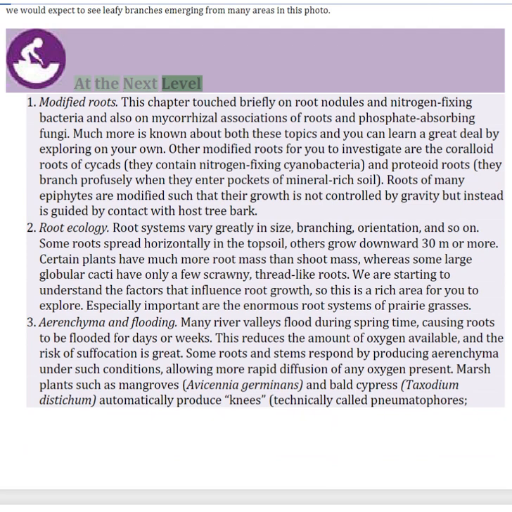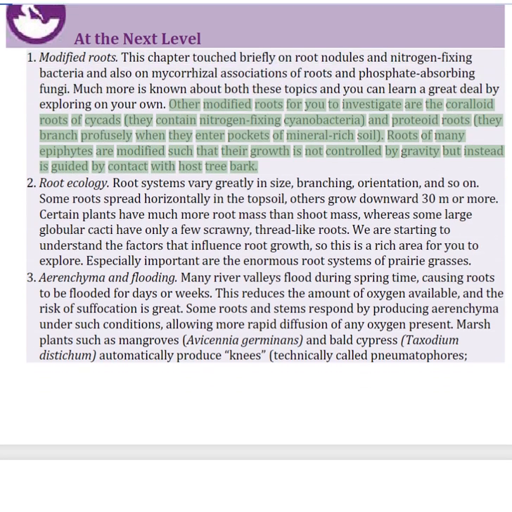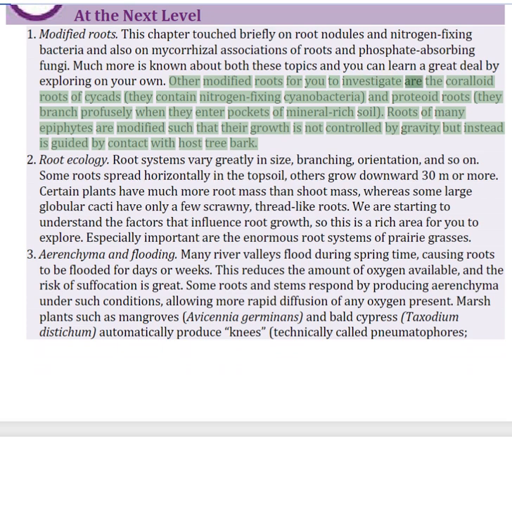At the next level. 1. Modified roots. This chapter touched briefly on root nodules and nitrogen-fixing bacteria and also on mycorrhizal associations of roots and phosphate-absorbing fungi. Much more is known about both these topics, and you can learn a great deal by exploring on your own. Other modified roots for you to investigate are the coralloid roots of cycads and proteoid roots. Roots of many epiphytes are modified such that their growth is not controlled by gravity but instead is guided by contact with host tree bark.